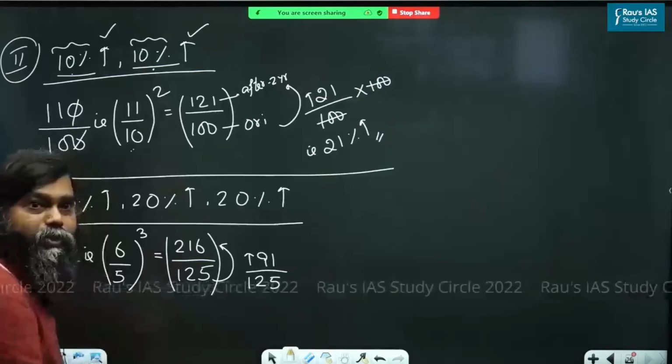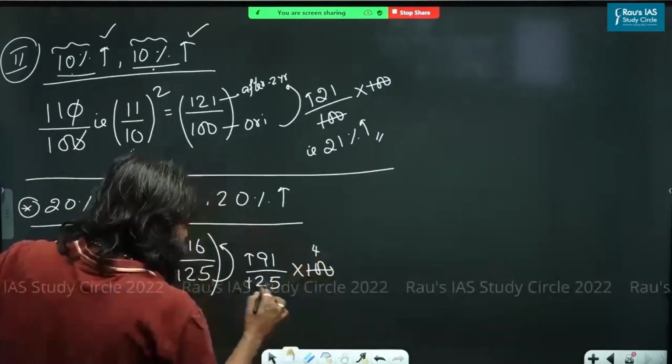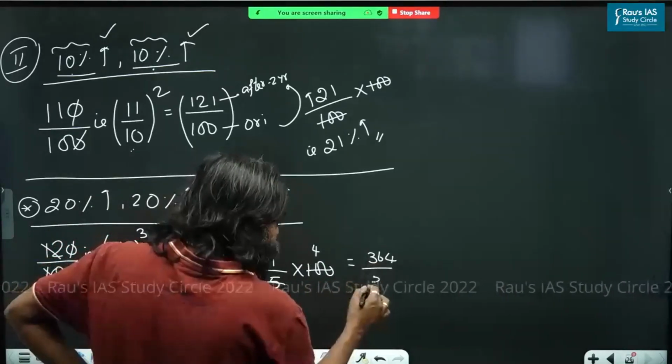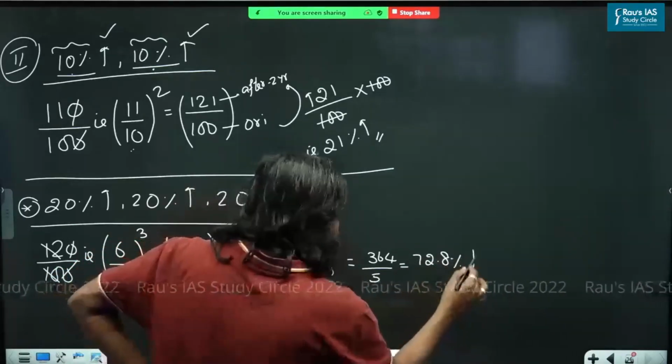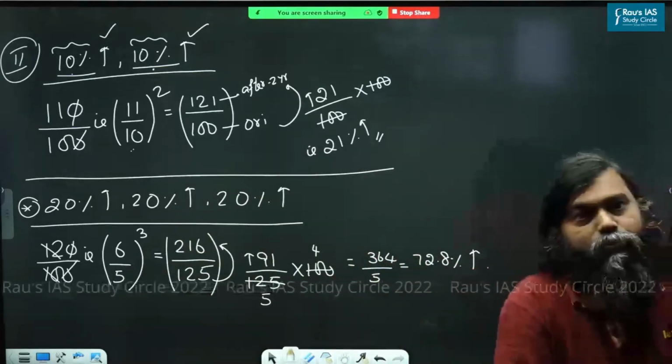Are you understood? Percentage means multiply by 100. So 4 times, 5 times. That means 364 by 5, that means 72.8% increase. Are you understood? All are understood what I am writing?